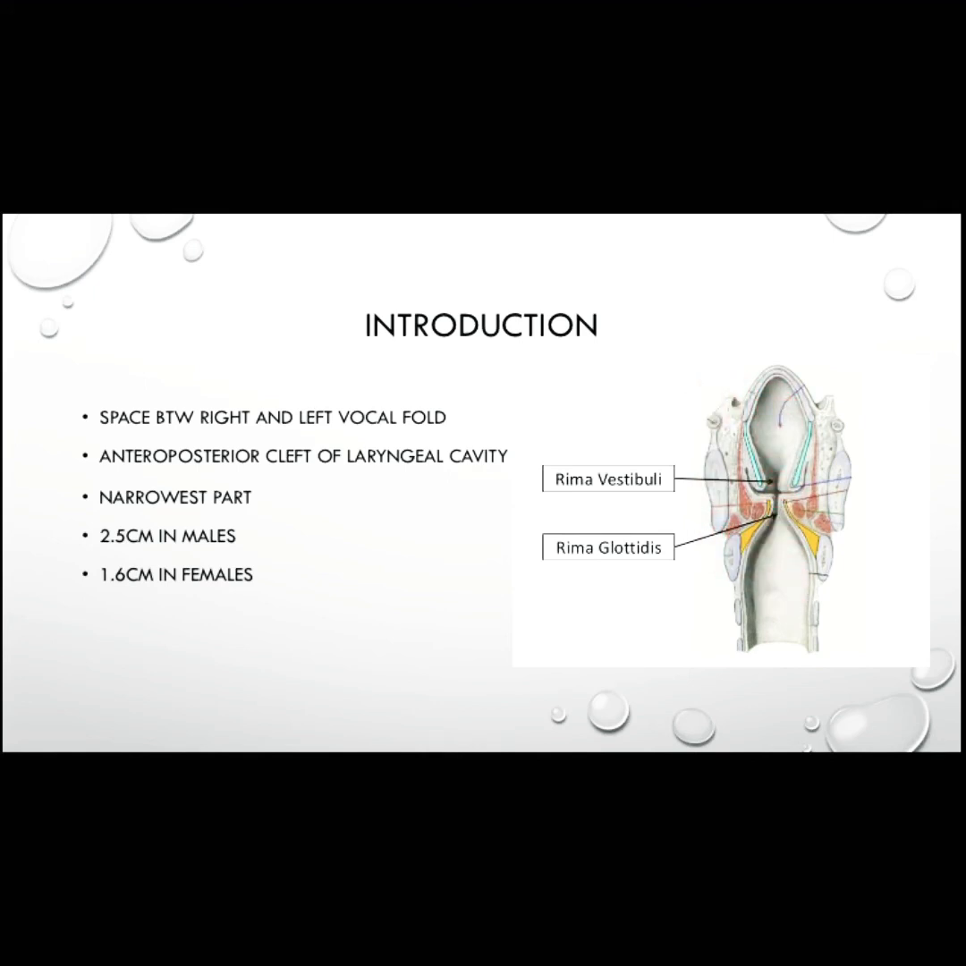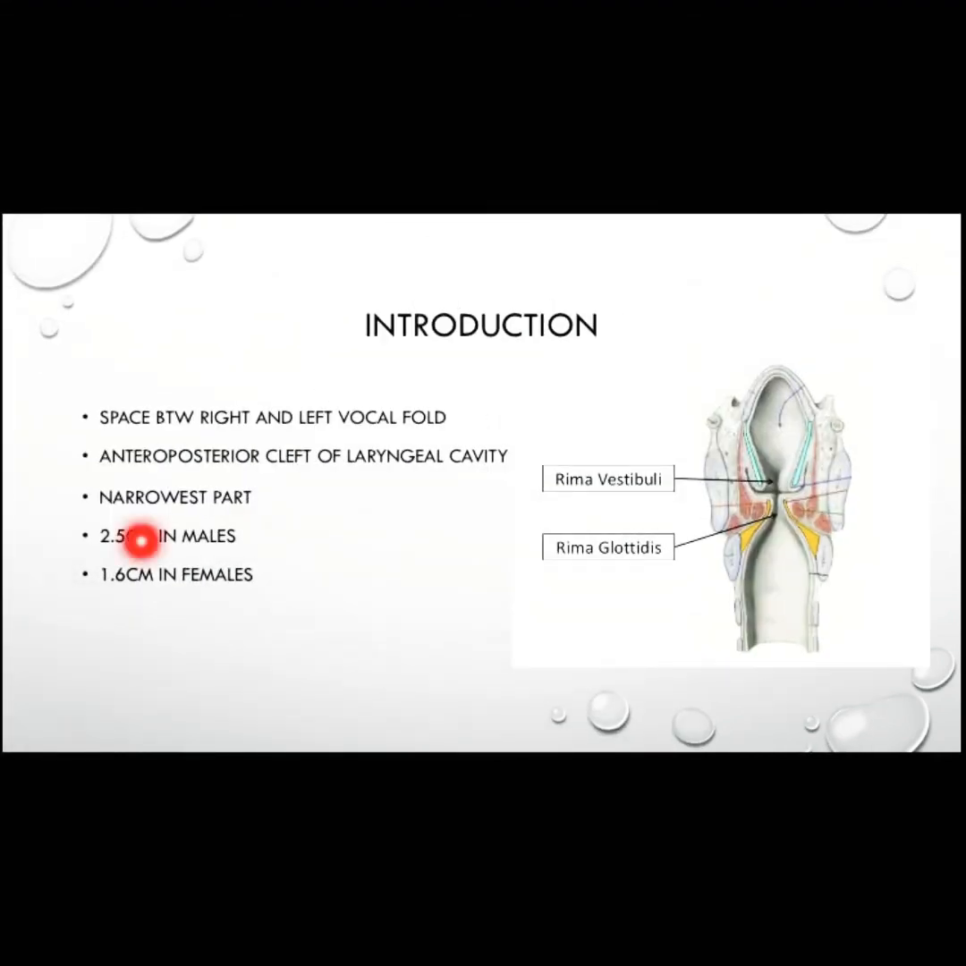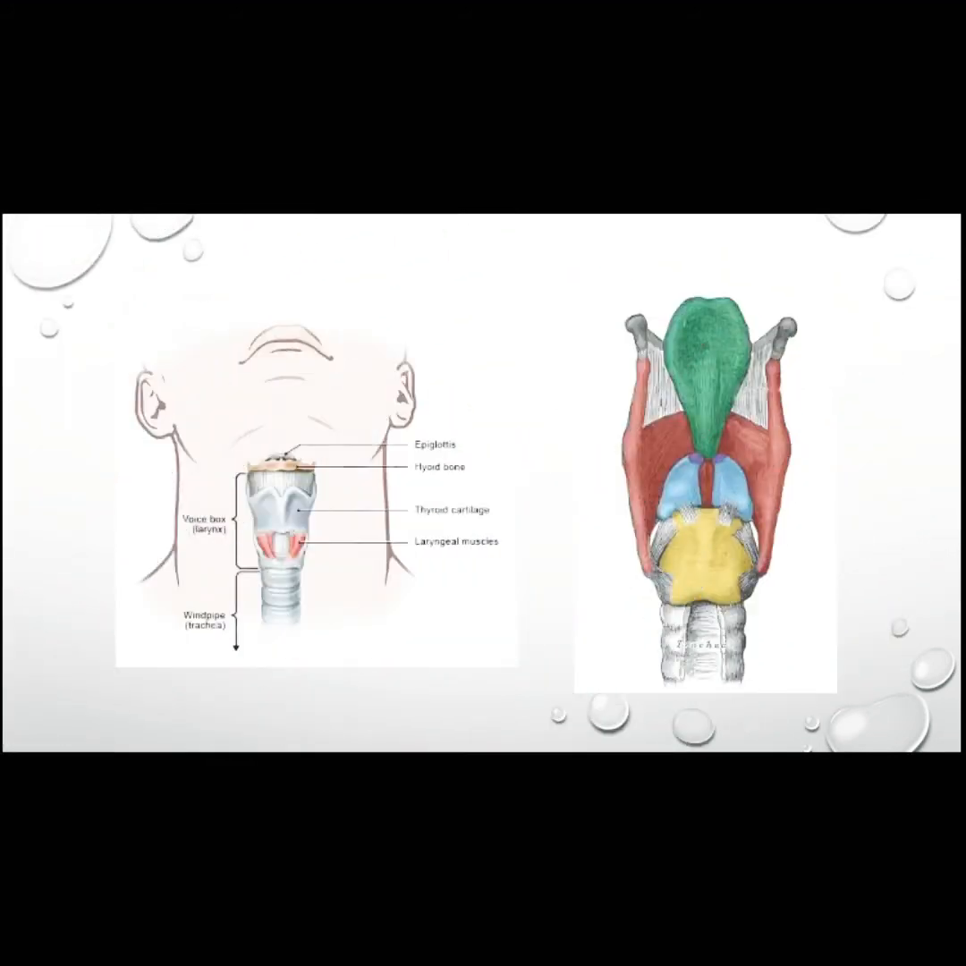Now you must be wondering what laryngeal cavity is. Let me tell you, I've already made a video on this topic. For those who haven't watched my video yet, this is the laryngeal cavity containing vocal cords. This Rima glottidis is the narrowest part in the laryngeal cavity and it is 2.5 cm in males and 1.6 cm in females. So now before we move on to the boundaries, we need to know some basic laryngeal cartilages.